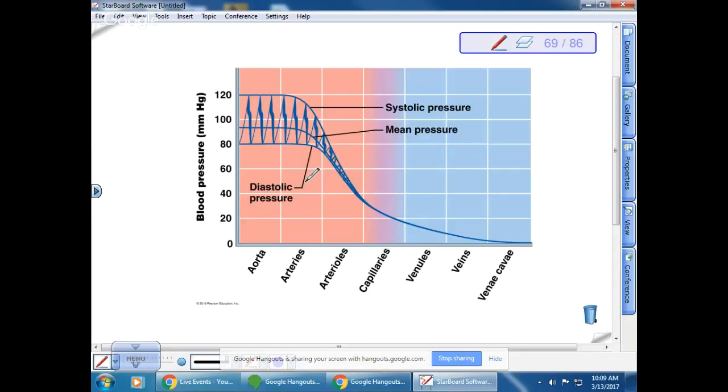Okay. So what is another term for high blood pressure? Hypertension. So you could say hyper, which is above, is high blood pressure.